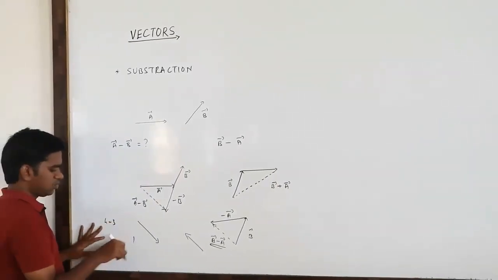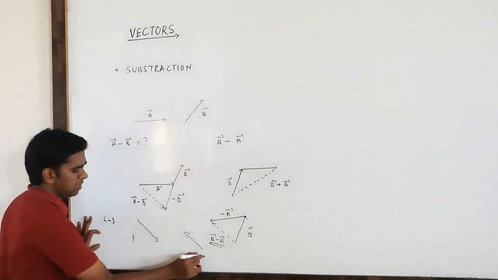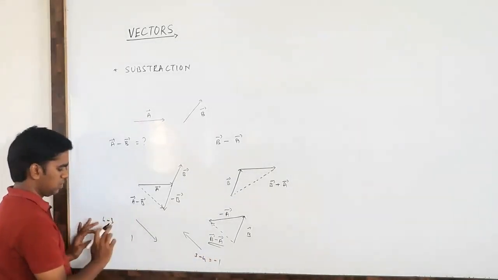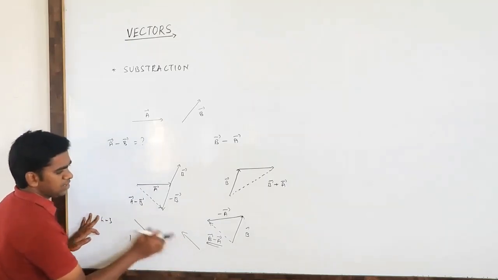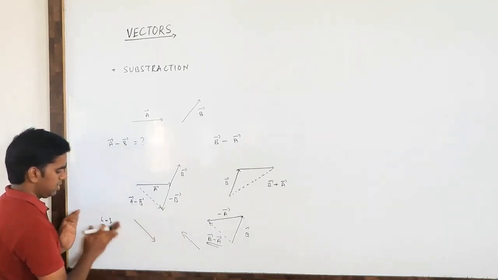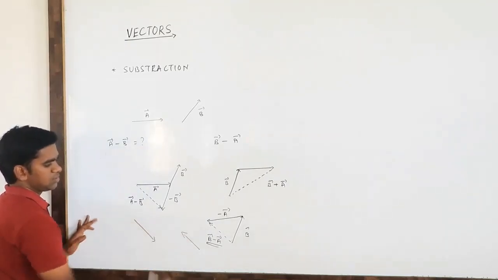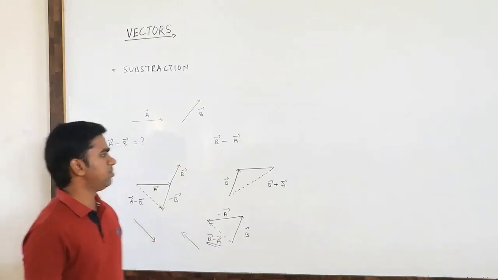4 minus 3 is 1. So 3 minus 4 is minus 1. So the signs are opposite. That is why the direction of the vector is coming in the opposite direction. So that is what a minus b or b minus a.